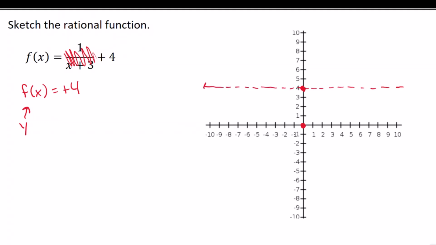Normally we're at y equals 0. That horizontal asymptote would be going right through there, but we're going to increase our function by 4, so it gets shifted up 4.